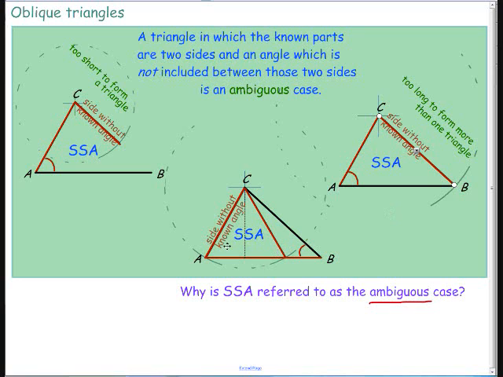and this one formed a triangle over on that side, and as I go around, it will form a triangle here. So we could have, in the case of two sides without an included angle, 0 triangles, 1 triangle, or 2 triangles.